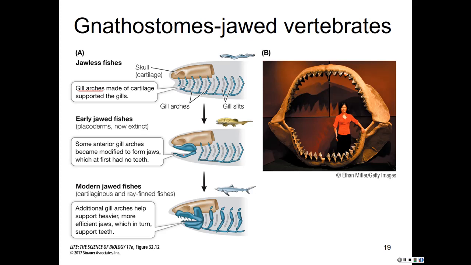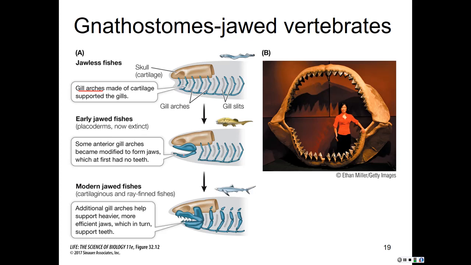And one thing that happens when you have jaws and teeth is you don't really need these gill slits for filter feeding anymore, right? You don't need to suspension feed if you can take a big bite out of something. So additional gill arches probably helped support heavier, more efficient jaws, which in turn could support teeth. So that's the idea of how jaws came along.